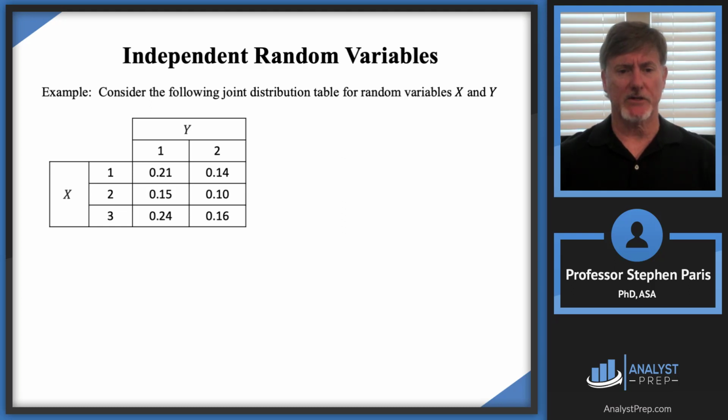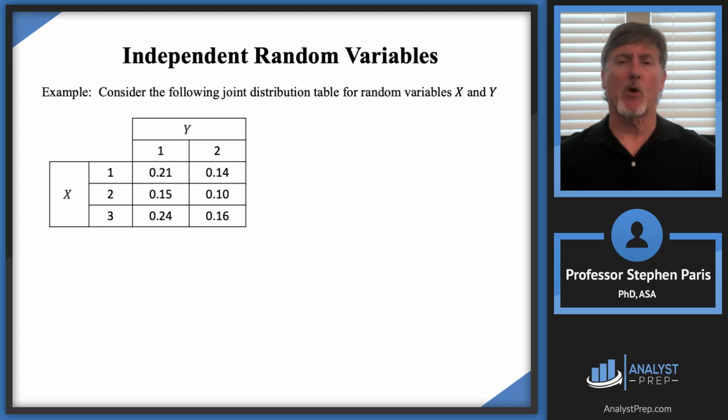So let's say that we have this joint distribution table for random variables cap X and cap Y. We talked about how to read the values in the table before. For instance, the 0.15 would be the probability that cap X is equal to 2 and cap Y is equal to 1. And likewise for the other values in the table.